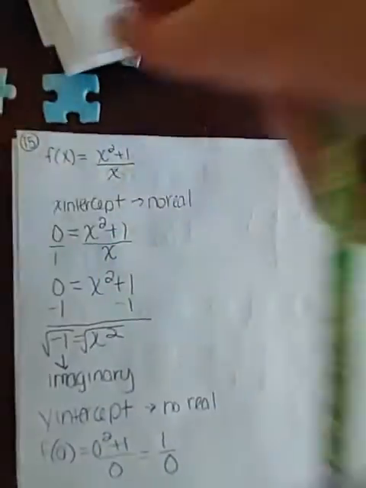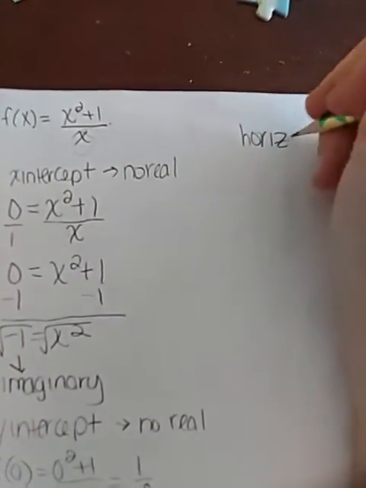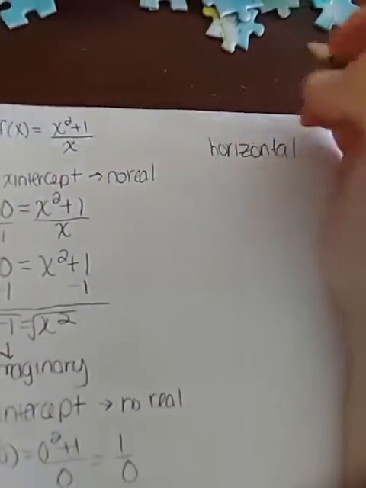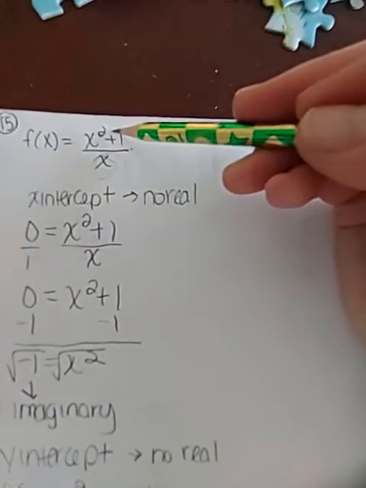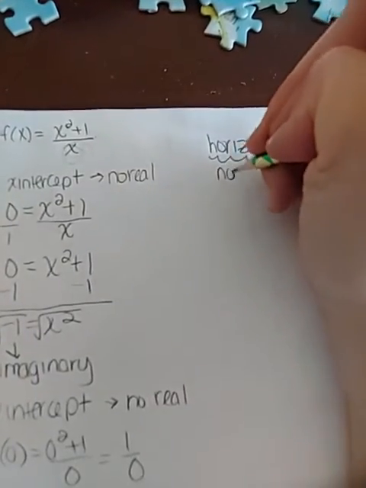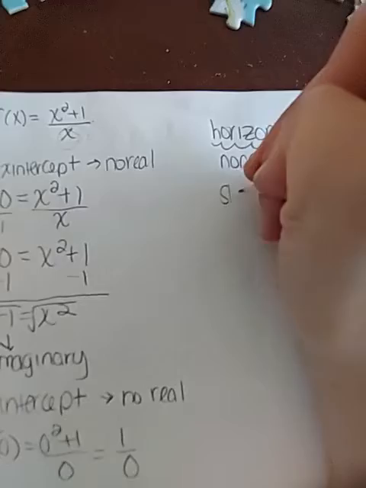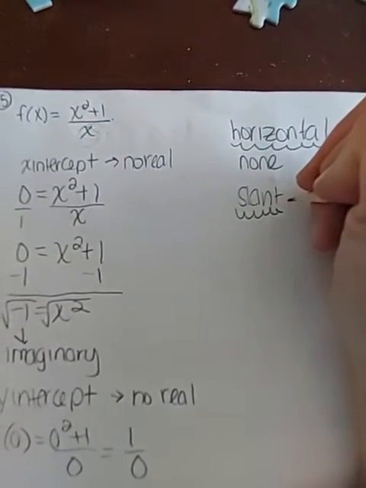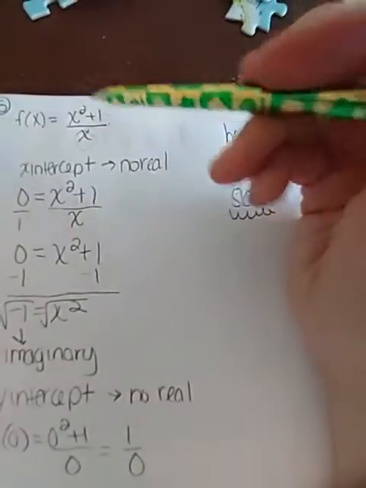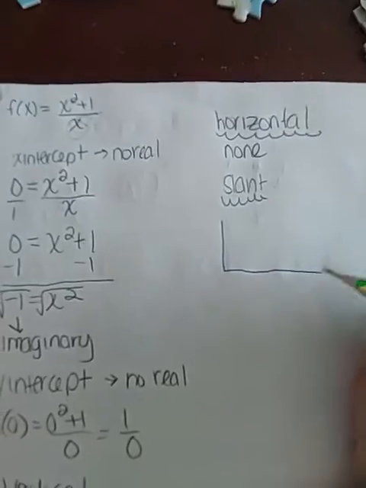All right, next I can find, all these puzzle pieces, my horizontal asymptote, which is looking at the degree. The degree on the top is bigger than the bottom, which means that there is no horizontal asymptote. Now in the last video, I accidentally wrote vertical. When you are looking for your slant, it's when the degree on top is 1 bigger than the bottom. We use synthetic division.